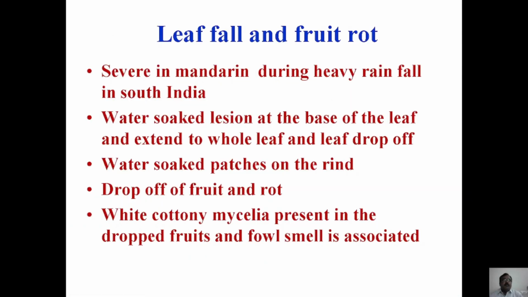The leaf fall and fruit rot symptoms are severe in mandarin oranges during heavy rainfall, especially in South India. Water-soaked lesions develop at the basal portion of the leaf and extend to the whole leaf. Finally, the affected leaves may drop off. Similar water-soaked patches appear on the fruit rind also, leading to dropping of the fruits. These fallen fruits rot completely, with profuse white mycelial or cottony growth on them, and emit a foul odor.